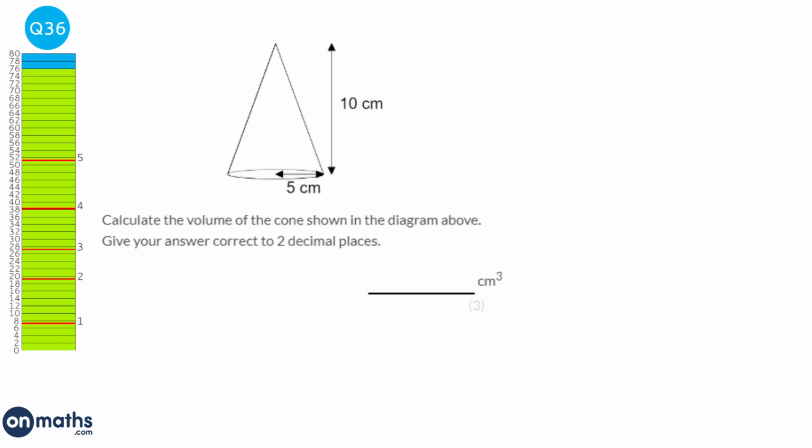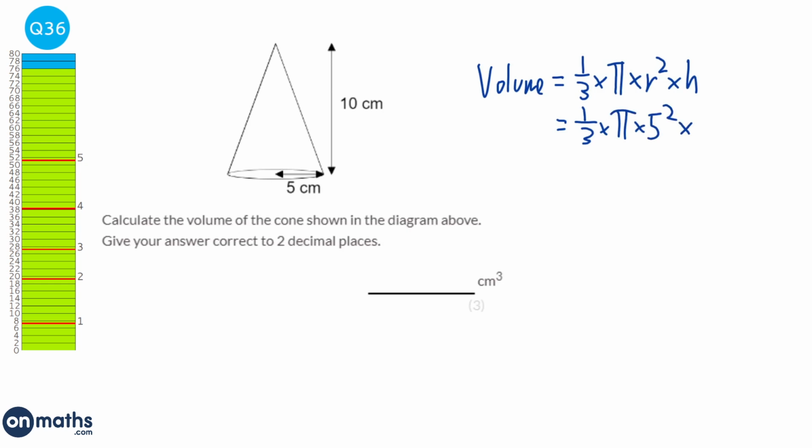To find the volume of a cone, we use a simple formula, which is 1/3 times pi times r squared times h. The r is the radius, so that's the 5 squared, times, and h is the perpendicular height, the one at right angles, so that is 10. When you work that out on a calculator, you get 261.799 and so on. And when we round that to two decimal places, we get 261.80.